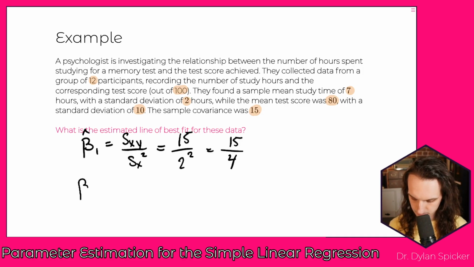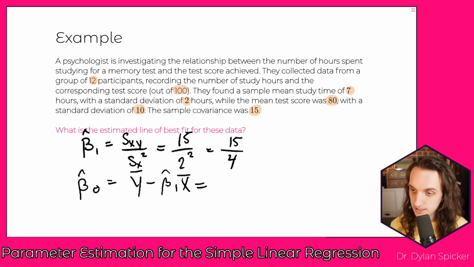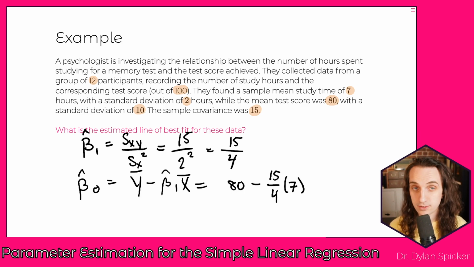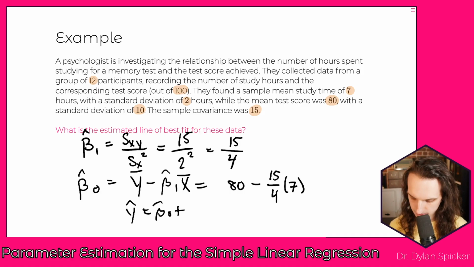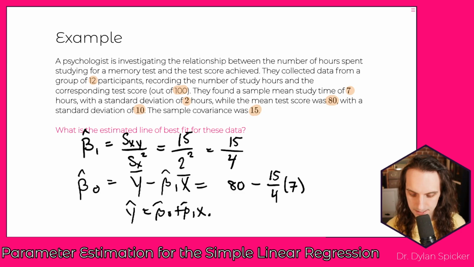Beta hat 0 is going to be y bar minus beta hat 1 times x bar, okay? And we find that y bar is 80, minus 15 over 4 times 7. That will give us beta hat 0, and then we can plug in that y hat is beta hat 0 plus beta hat 1 times x, right? And that will give us our overall estimated linear equation here.